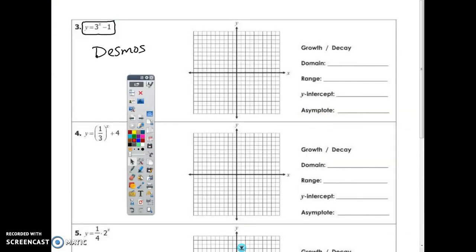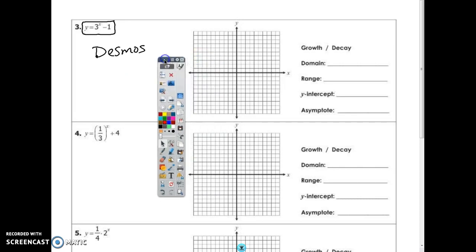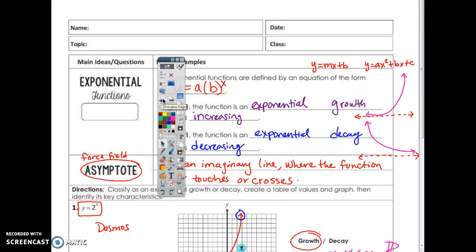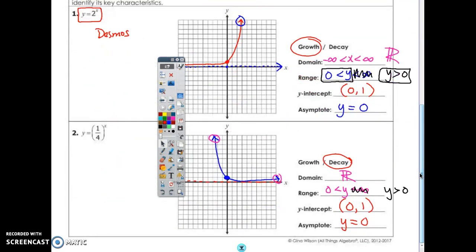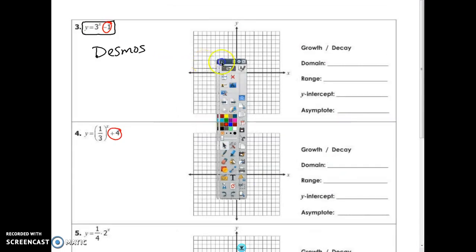And here's another way that you can figure it out. I don't know if you guys noticed, but that number at the end is your asymptote. And if there is no number at the end, like on problem 1 and 2, we didn't have a number. Problem 1 and 2, see right here? That's my asymptote, which was 0. This is my asymptote, 0. So whatever number they add or subtract at the end, that is your asymptote.